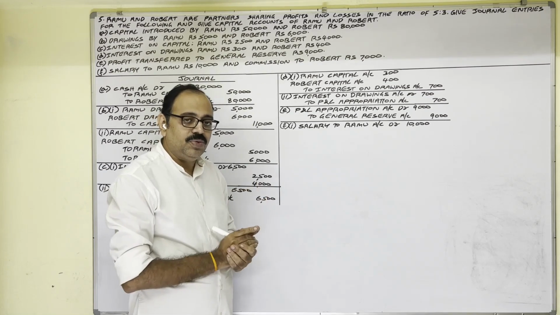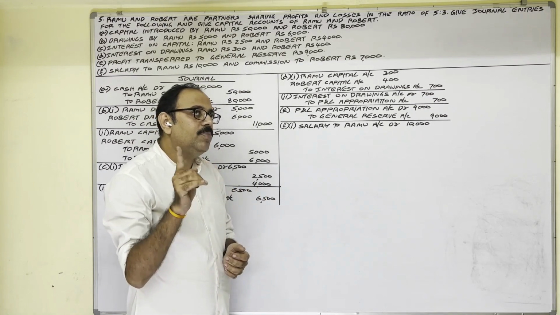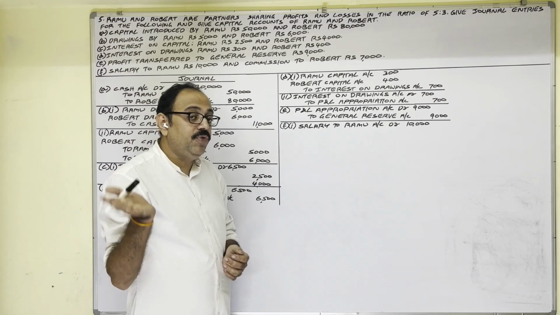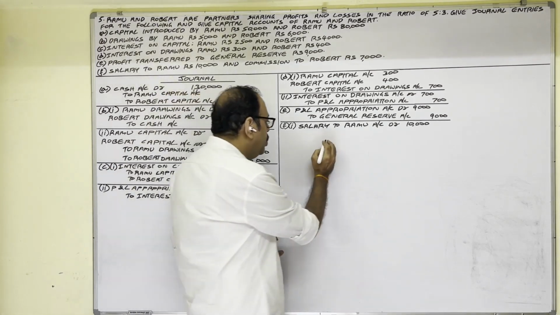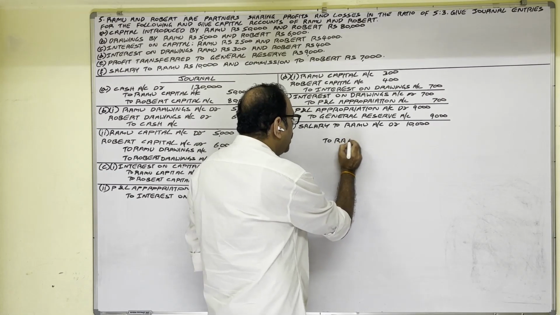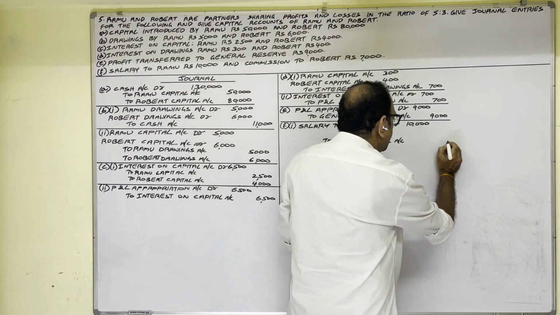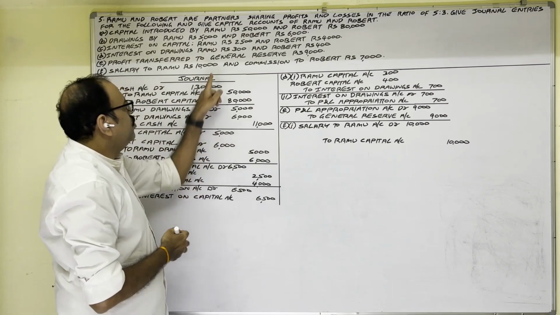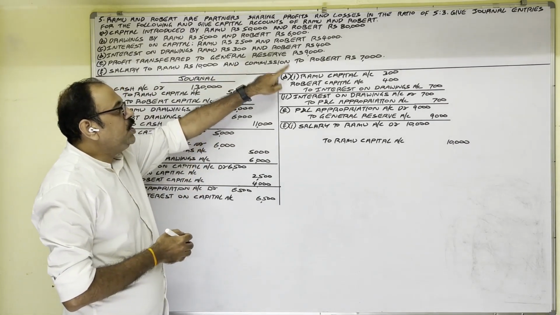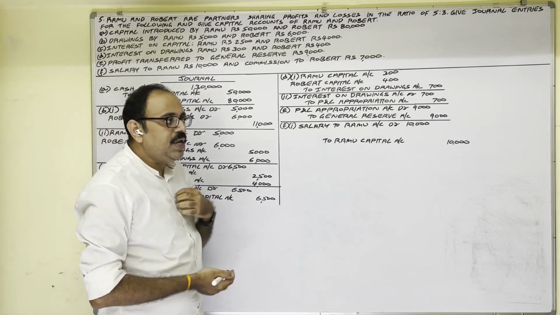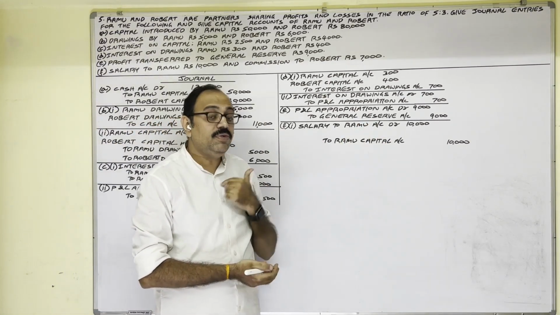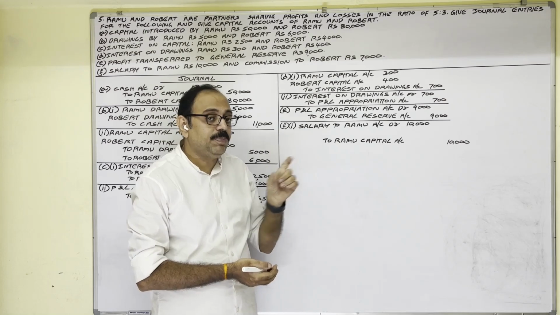capital increases, no? Capital is a liability, it shows a credit balance. If you want to increase, you have to credit capital. Therefore, to Ramu capital account 10,000 rupees. Similarly, come to the continuation. And the commission to Robert 7,000. Same thing. The firm is paying commission to Robert. To the firm, this commission is an expenditure.